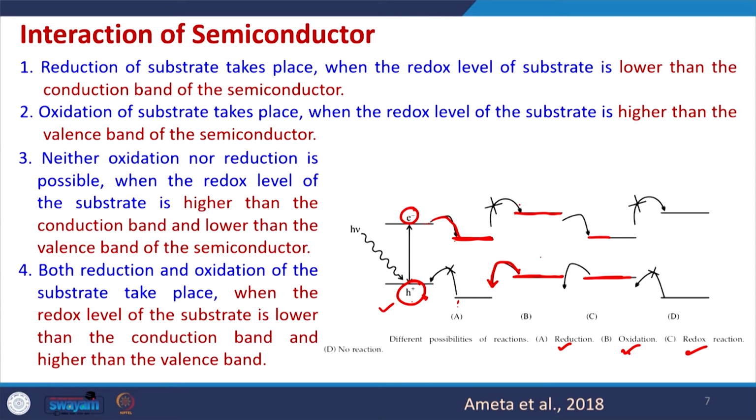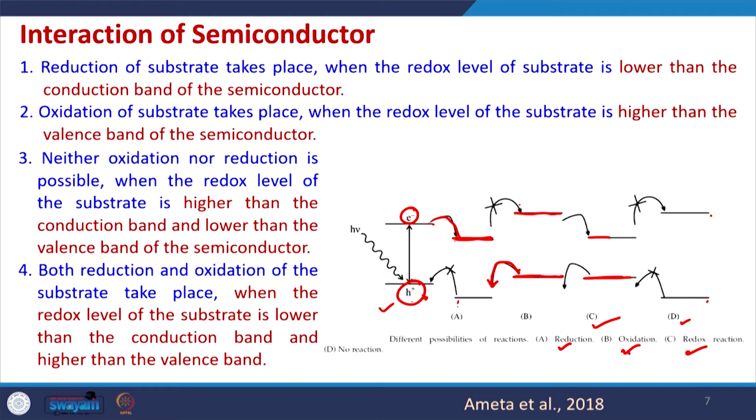So, we can see both are possible. So, this is totally a redox reaction which is possible. So, this is another condition where both the possibilities are there, that oxidation and reduction both may happen. Now, there is another condition, D condition, where we can see the higher level is above the conduction band, and the lower level is below the valency band. So, under that condition, there is no possibility of any reaction.